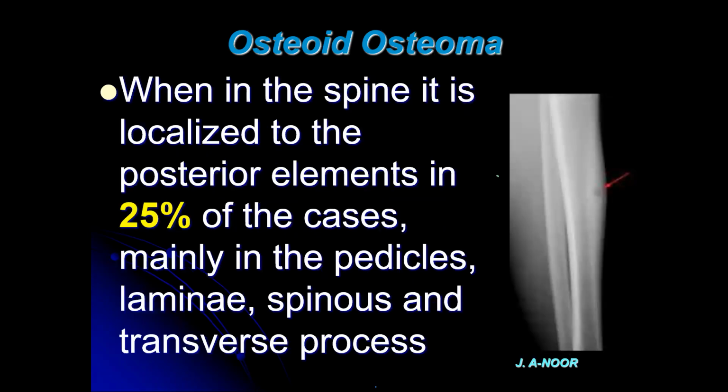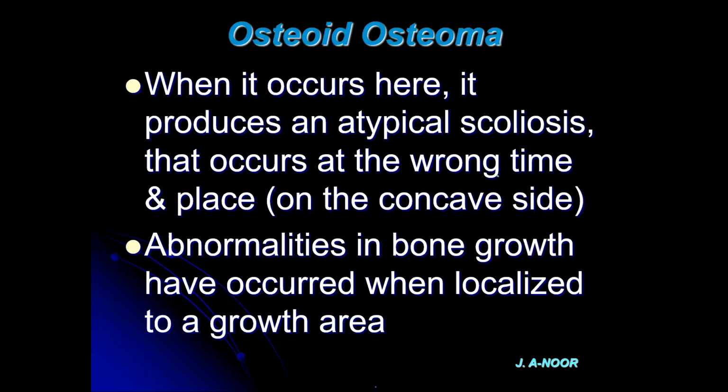When in the spine, it is localized to the posterior elements in 25% of the cases, mainly in the pedicles, lamina, spinous, and transverse processes. When it occurs here, it produces an atypical scoliosis. This is a question you always love to ask. It produces an atypical scoliosis that occurs at the wrong time and wrong place. And if you look at the lesion, it's usually in the region of the apex on the concave side. This is a question we love to ask.